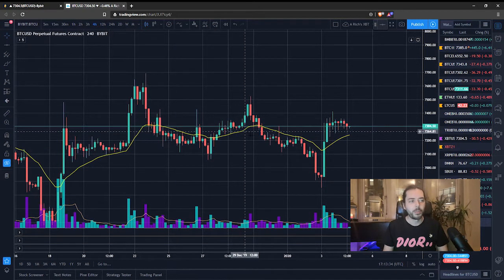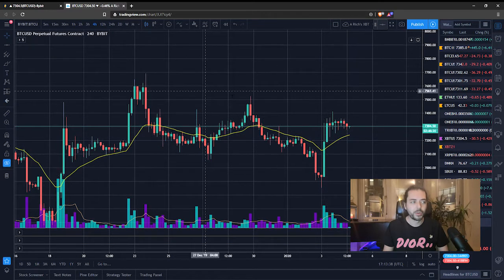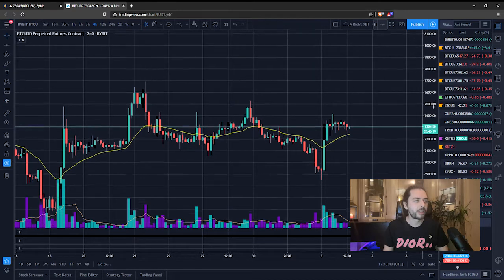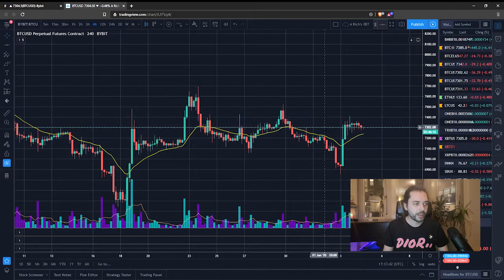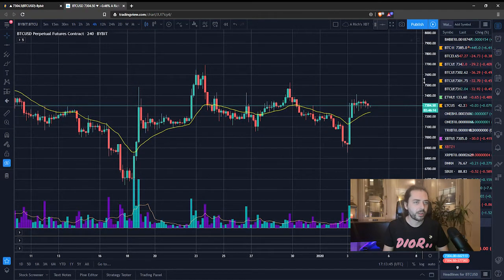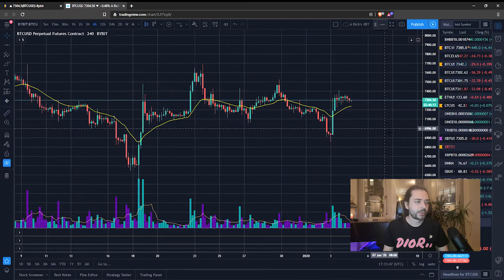But just so you know, I'm going to be adding more and more information to the charts as we go along, and I just thought I'd start with the 21, so I popped that on here before I started recording, and I also popped on a couple of supports and resistances.